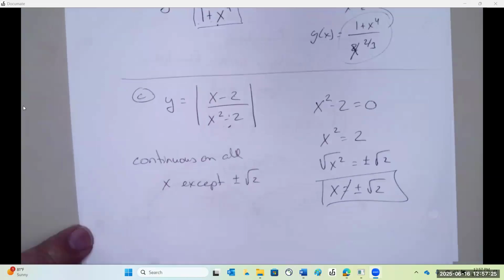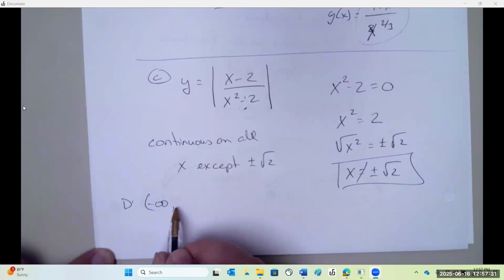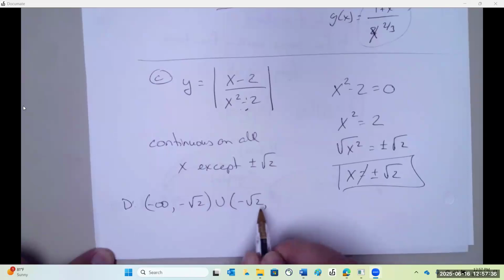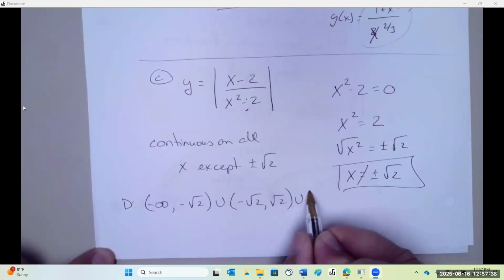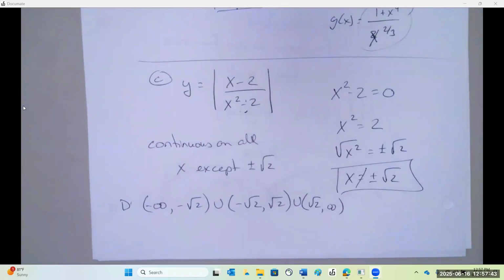Why is that important? Because now we could redefine our domain as being that's my new domain. The trig function.